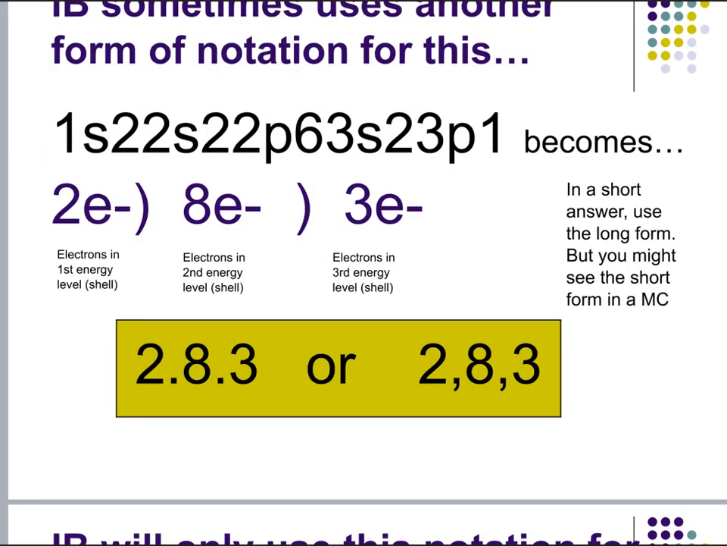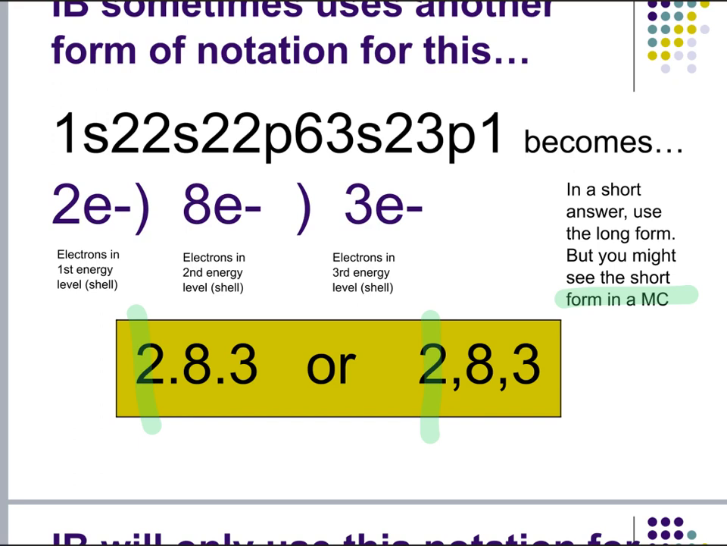There is one uncommon shorthand that IB uses occasionally. They only throw it in the multiple choice every now and then, but you should still kind of know what they're getting at when they give you this. What this notation is, it gives the number of electrons per energy level.